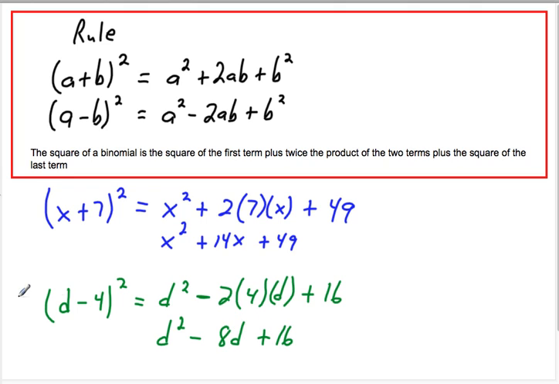Keep in mind, when we're doing the subtraction here, we're talking about the two terms not including the subtraction, which we usually would. So it's d times 4 times 2, and then this negative takes care of the negative. So those are the two rules we're learning in this video, and then we'll practice them tomorrow.